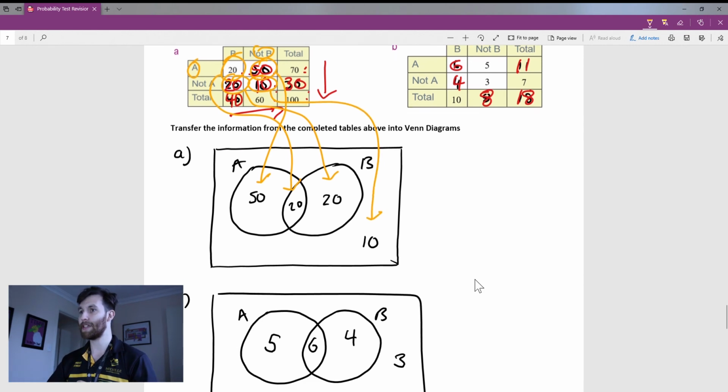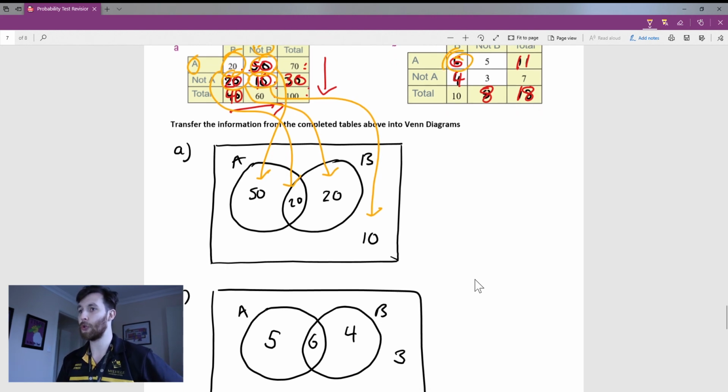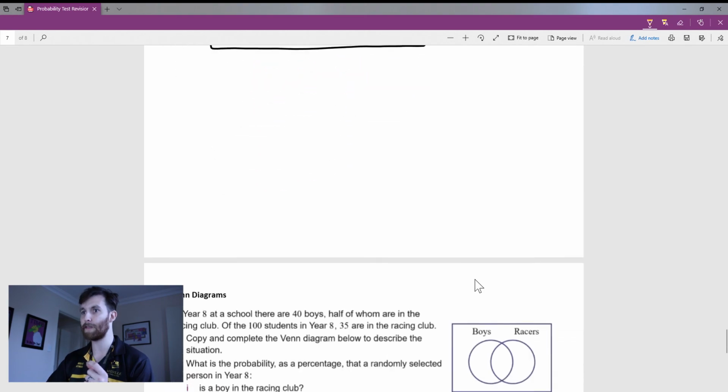Then it's a similar situation for the second two-way table. So 6 people belong to both. We've got 5 people that belong to A but not B. We've got 4 that belong to B but not A, and then 3 that belong to neither. So transferring between the two, that's what you're looking for there.